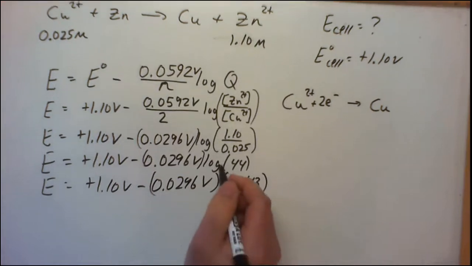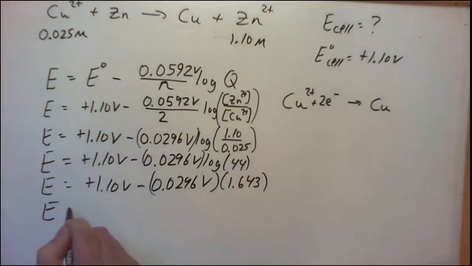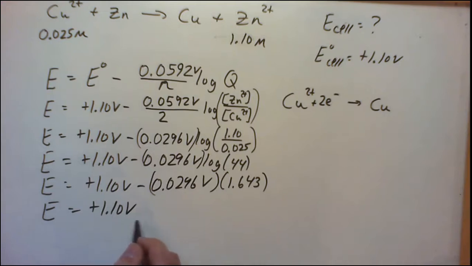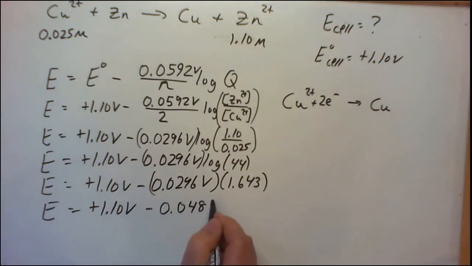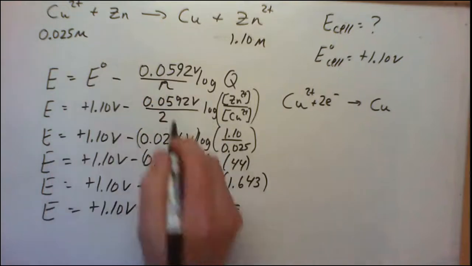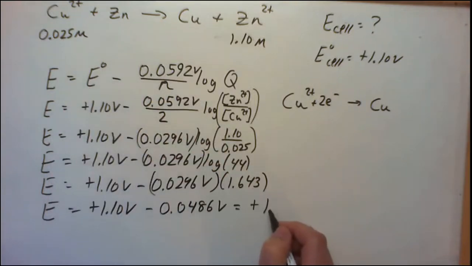The log of 44 is positive 1.643. So finally, E is equal to positive 1.1 volts, the cell potential under standard conditions, minus this product, 1.643 times 0.0296, which is 0.0486 volts. So 1.1 minus that number gives us a cell potential under these non-standard conditions of positive 1.05 volts.